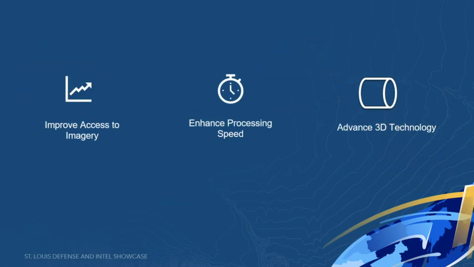And with the newest releases, we set out with these three goals or categories in mind. Improving access to imagery by being able to pull it from where it lives, optimizing the storage, and adding analytic capabilities to the web tier. We also wanted to enhance processing with focus on speed and ease of use, and lastly, advanced 3D technology to create visualizations that are as stunning as they are informational. To see how we put this into action, we'll start in ArcGIS Pro.